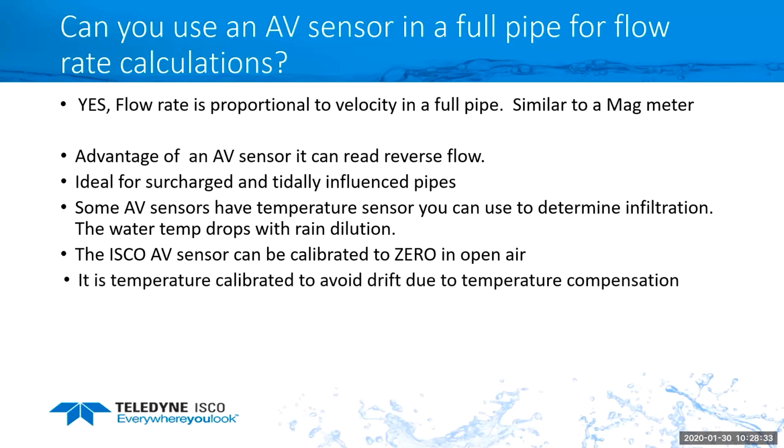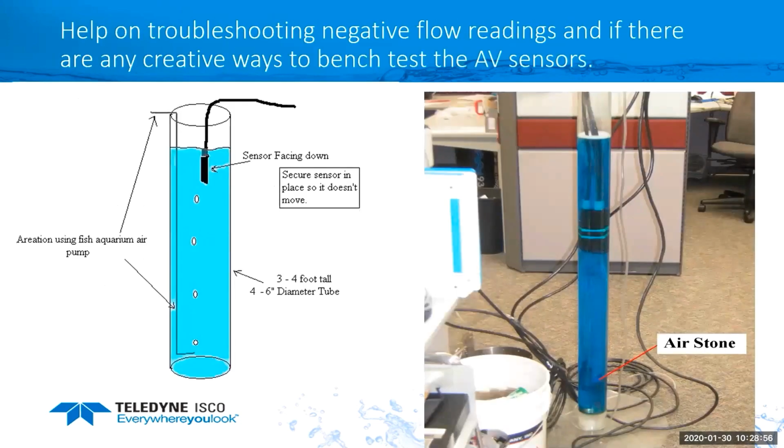And as far as our sensors being temperature calibrated, the idea behind this is to avoid drift due to compensation. So sensors that don't have it would require you to take the sensor, put it in the water for 5 to 10 minutes to let it acclimate to the water temperature, and then calibrate your level. If you didn't do this, then you put it in, you would actually see a level shift due to the temperature.